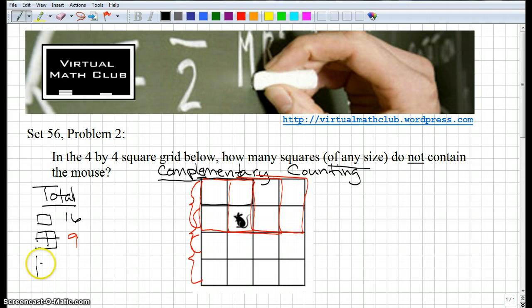So let's move on. Let's just do this systematically. Let's look at the 3 by 3 squares.